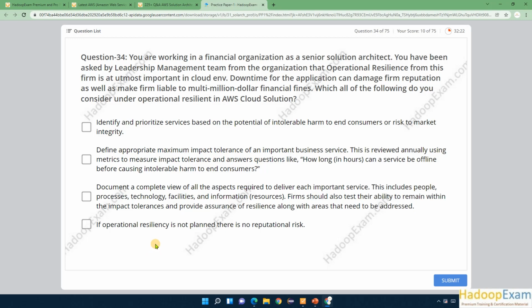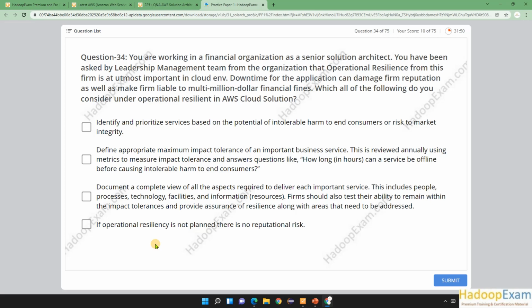So what is the question asking here? You are working in a financial organization as a senior solution architect. You have been asked by the leadership management team that operational resiliency for this firm is of utmost importance in the cloud environment. Downtime for the application can damage the firm's reputation as well as make the firm liable to multi-million-dollar financial fines. Which of the following do you consider under operational resiliency in an AWS solution?